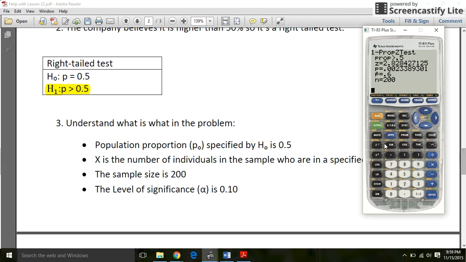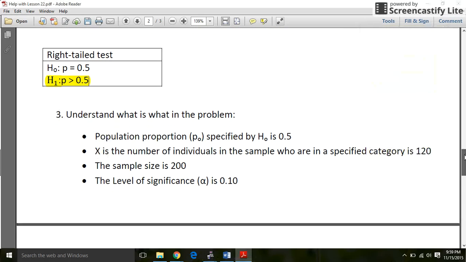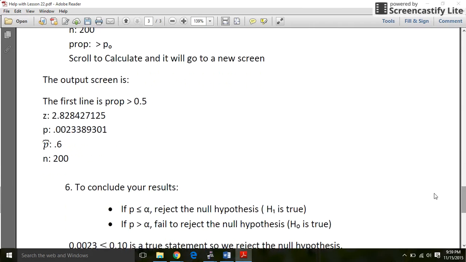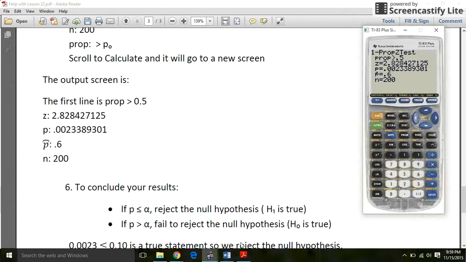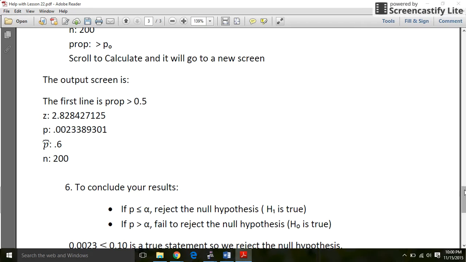And I get, again at the top, the one prop z-test. And again, I see my proportion is greater than 0.5, which again is my alternative. So if you look here and here, these are the same things. If I keep scrolling down, let's talk about what I got. My z-score is 2.82. My p is 0.0023. My p-hat equals 0.6. My sample size is 200. All right, so let's go down and start looking at how I'm going to conclude this.